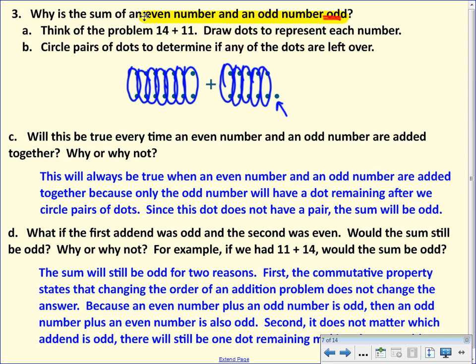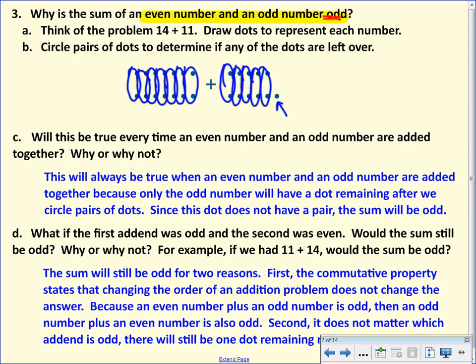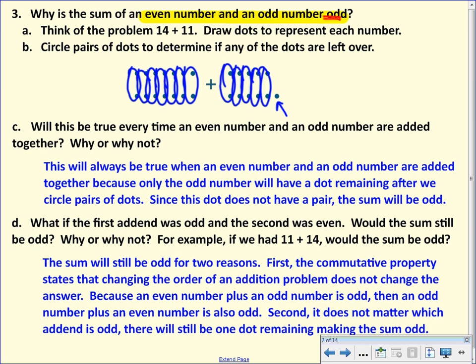Now, we did 14 plus 11. Suppose we switched it around to 11 plus 14. Would that matter? Part D is asking if it matters. If I did 11 plus 14 instead of 14 plus 11, would that matter? What's that rule called that we could add in any order? What's that rule called?